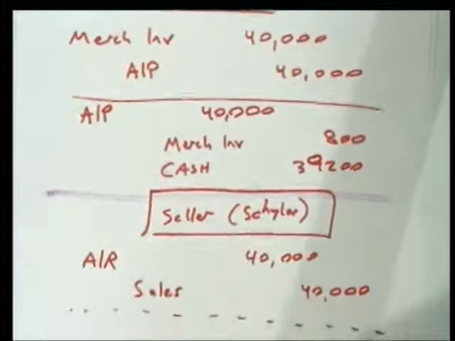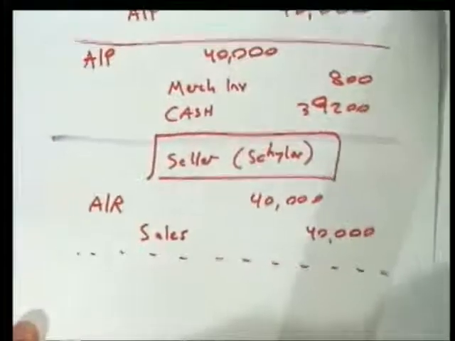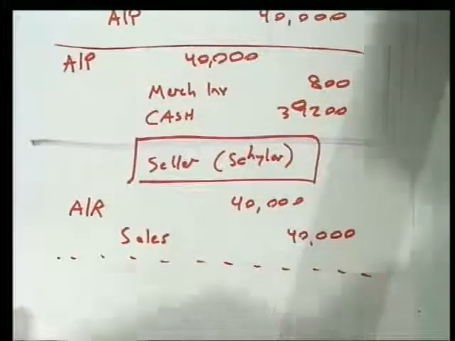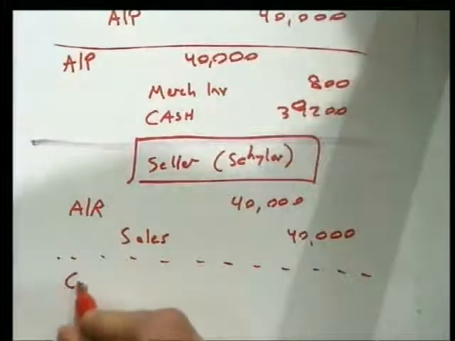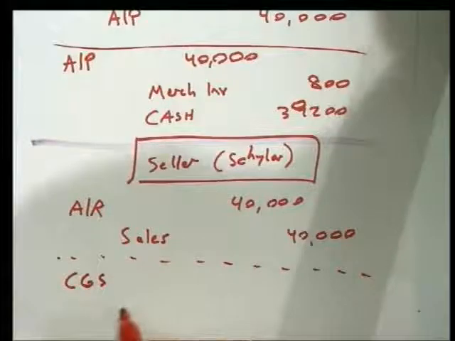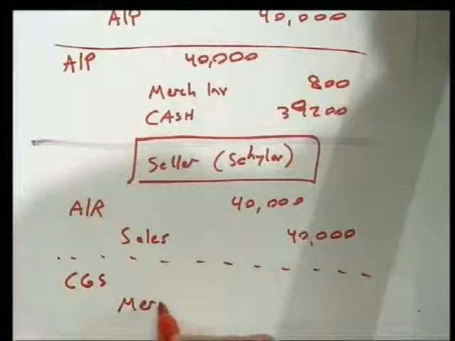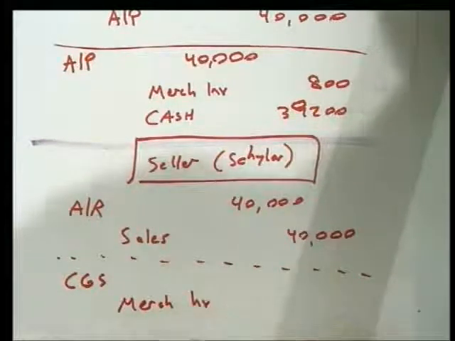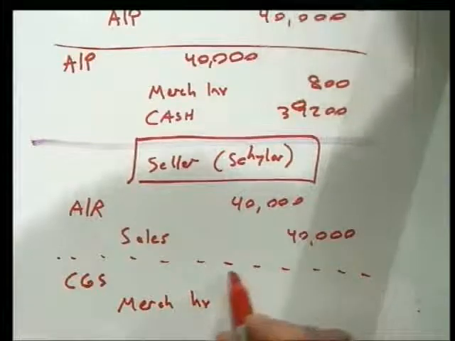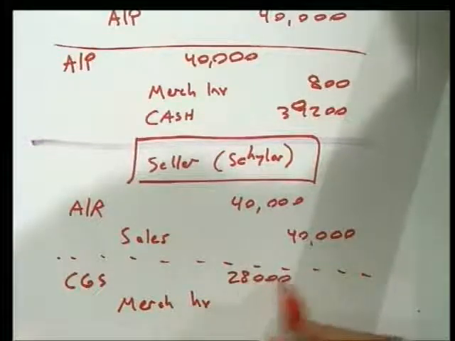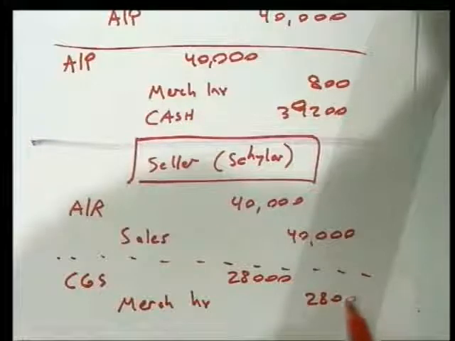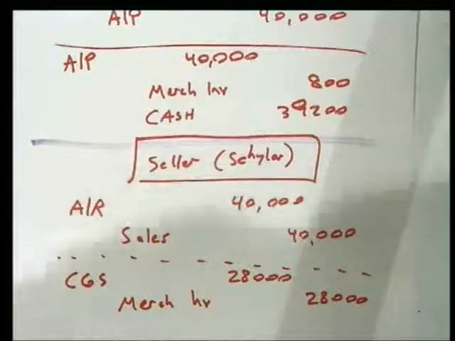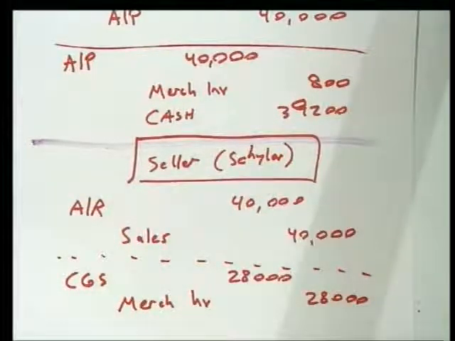But there was also a journal entry that day where you had to increase your cost of goods sold and immediately decrease your merchandise inventory for the cost of those items, which in this case was $28,000. Okay? So there are 2 journal entries that you had to make, correct?